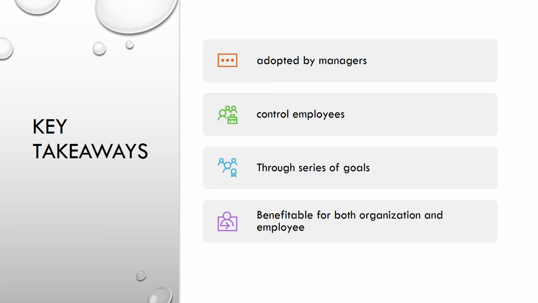The definition of the objectives of the MBO is adopted and controlled by the managers. It will control the employees of the organizations through a series of goals, and it will be of benefit for both organization and employee. That is all. We three have prepared a presentation about the importance, limitations, benefits and structural process of the MBO in achieving organizational goals and objectives. Thank you so much.